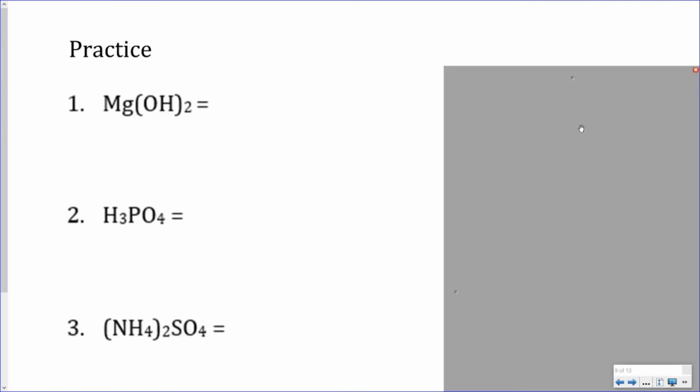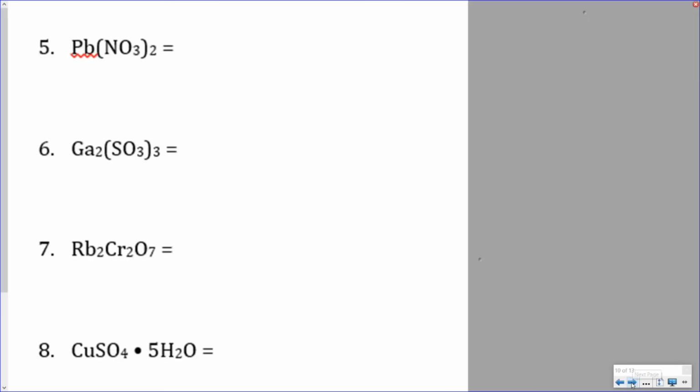Here's some practice for you. The answers are over here on the side, so try them. Make sure you can get the proper answers. I want to take a look just at question number 8 here. This is a hydrate, copper sulfate pentahydrate. So remember, we have water loosely attached.